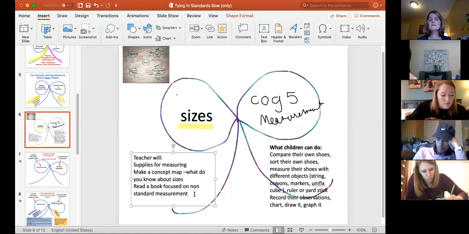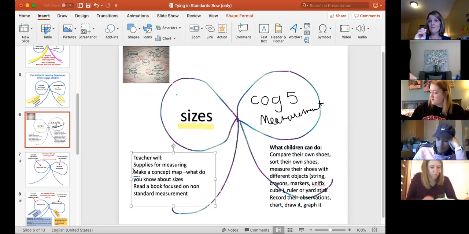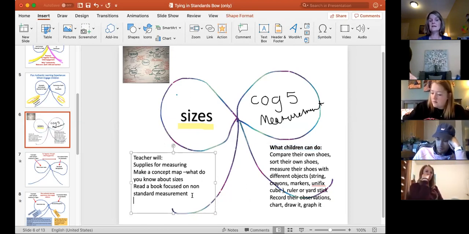Now, those are some good things that the teacher is going to do maybe before the actual activity of sorting. Now I want you to think, while this activity is happening, what's the teacher going to do?